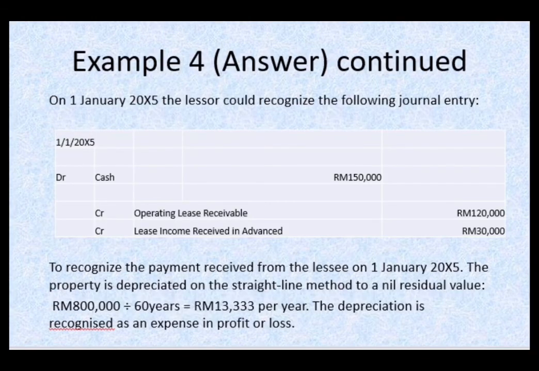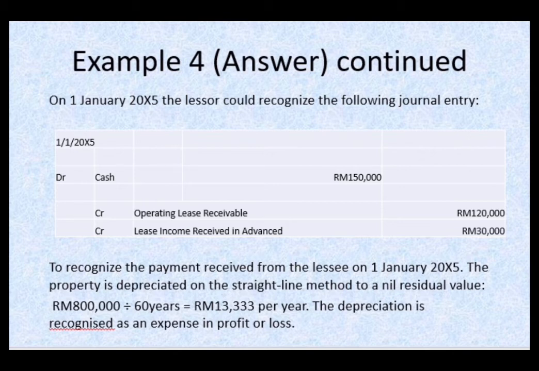And this is how the journal entry should be recorded. For 1 January 20X5, debit cash RM 150,000, and credit operating lease receivable RM 120,000, and also credit lease income received in advance RM 30,000.